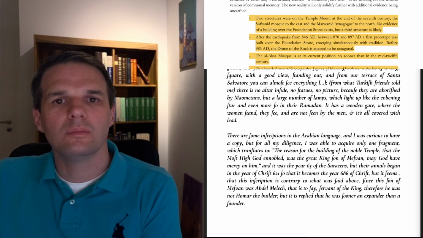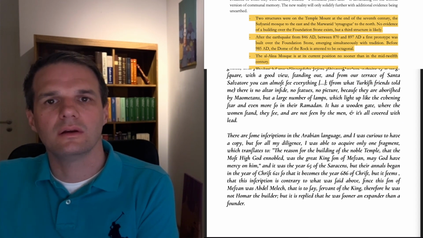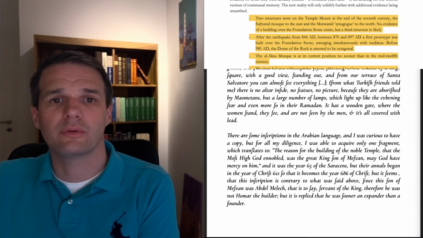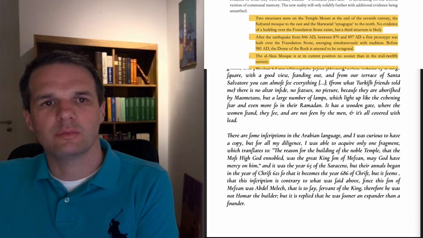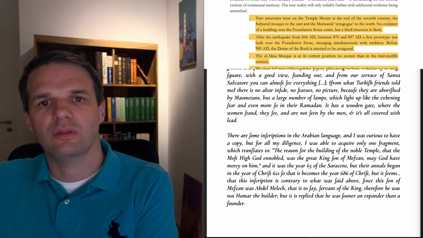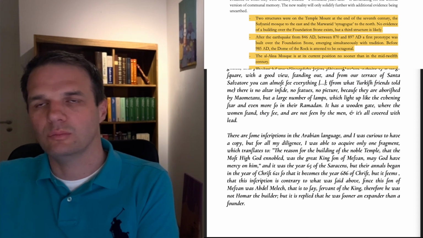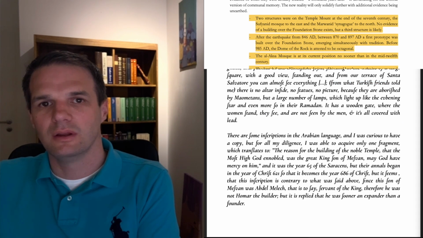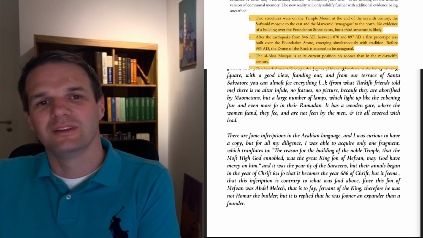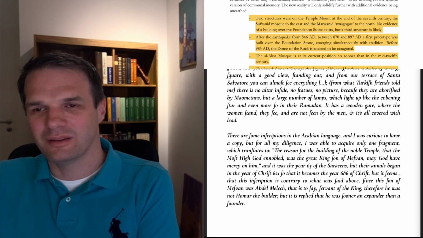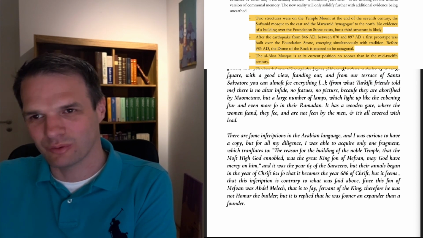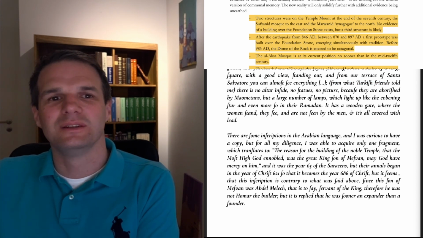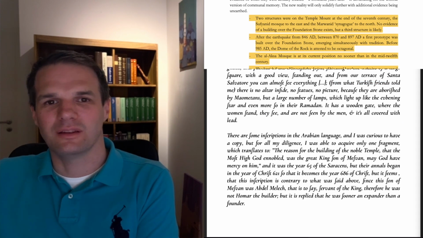So one sentence and already we have 3 errors. Great start. No evidence of a building over the foundation stone exists, but a third structure is likely. Well, we've seen the evidence. There's tons of evidence. There's the evidence of the building efforts in the 7th century, but at the very least, we have Bernard the Wise, who clearly talks about the Dome of the Rock in 870. So that is unambiguous.